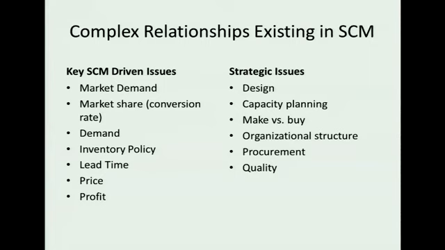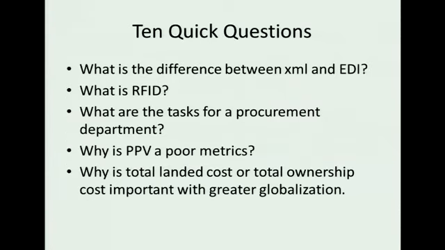We have to know, how much capacity do we want? Do we want to be the vendor who runs at 100% capacity, or do we want to be the guy at 75%? It's a strategic decision, and the answers are very different depending on what choice you make. If you're at 75, you can always react quickly to your customer. If you're at 100%, you're stuck. Make versus buy, organizational structure, procurement, quality. We've talked about all those.